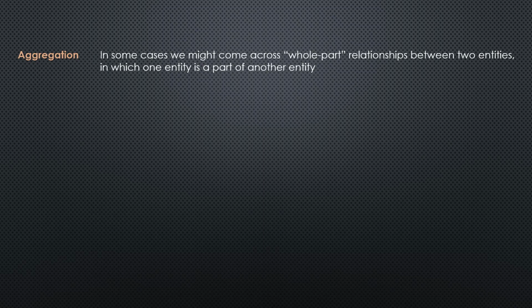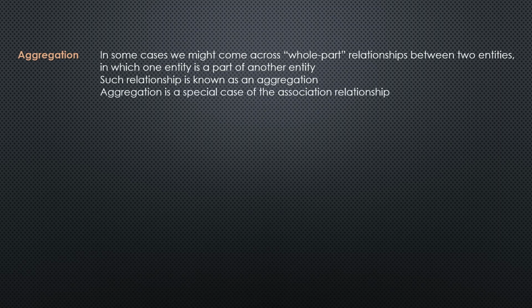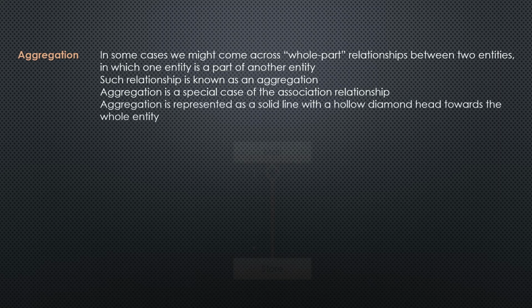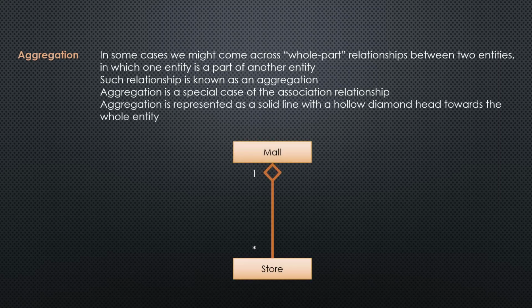Aggregation. In some cases, we might come across whole-part relationships between two entities in which one entity is a part of another entity. Such a relationship is known as an aggregation. Aggregation is a specialized case of an association relationship. Aggregation is represented as a solid line with a hollow diamond head towards the whole entity.